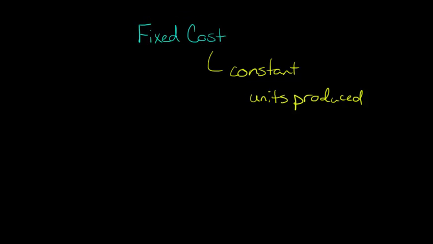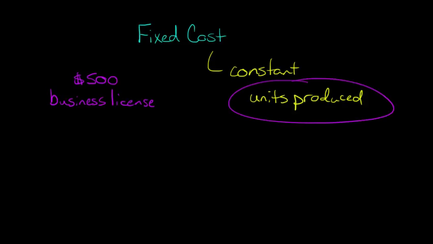Let's just take a really simple example here, like the cost of a business license. So if you want to open a pizzeria and it costs $500 to get a business license, it doesn't matter how many pizzas you make throughout the year, right? Your units produced doesn't have any effect on what this cost is going to be. That cost is always going to be $500, right? It doesn't matter whether you make a single pizza or you make 1,000.